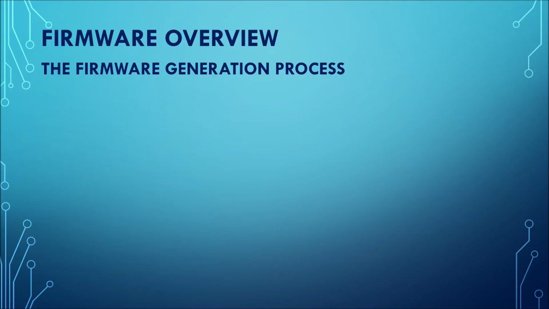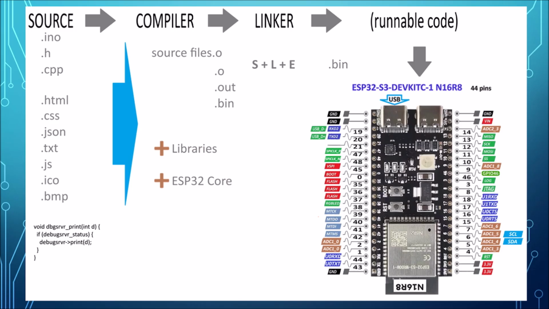So let's take an overview of what actually happens. We start off with all the source code, which is in the INO file, all the header files or the class files, as well as everything else that we need to do. And we run it through a thing called a compiler. And what the compiler does is it takes all those source files and generates .o or output files from all of those things. It also converts all the libraries, the source code sitting inside the library, to a .o file, an output file, and it does the same for the ESP32 core.